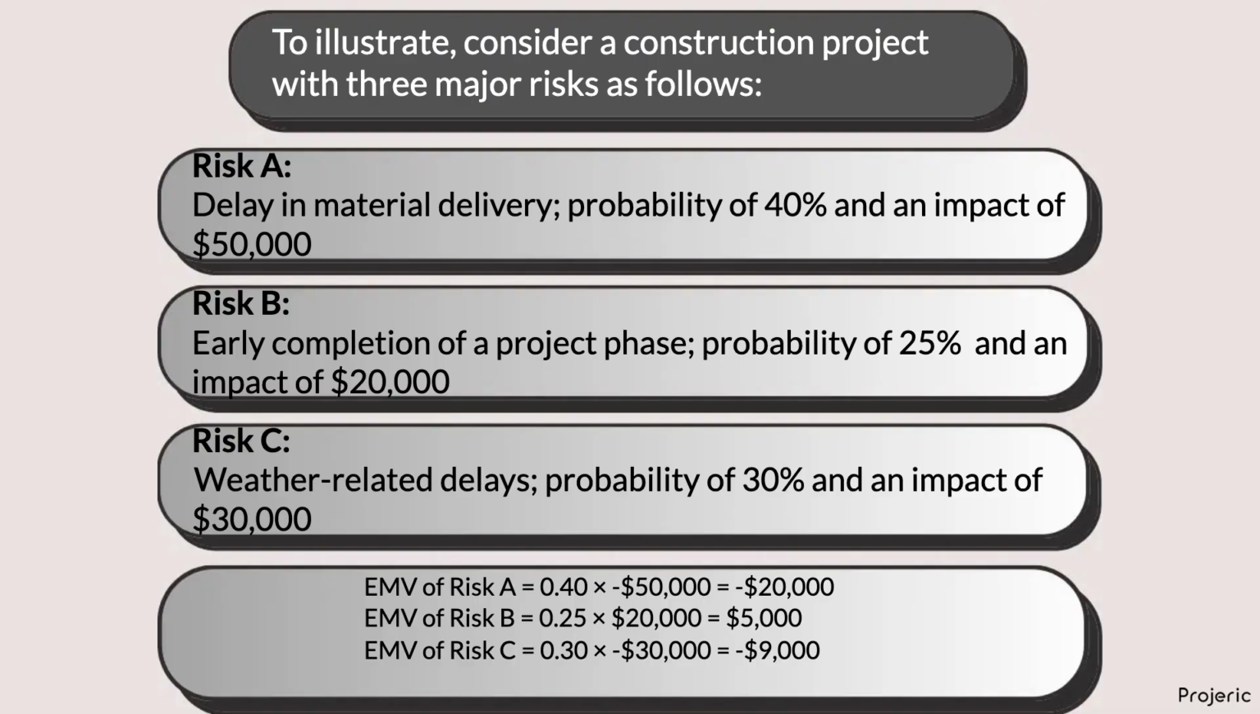To address these risks, let's determine the appropriate cost contingency reserve that needs to be allocated to the project budget. To do so, we need to calculate their total expected monetary value. Total expected monetary value equals EMV of Risk A plus EMV of Risk B plus EMV of Risk C, which equals negative $24,000. This result indicates that the project team needs to allocate $24,000 in contingency reserves to account for the potential negative impacts of these three risks.